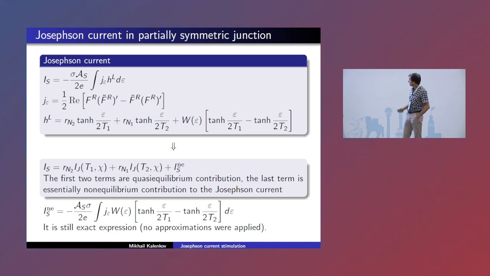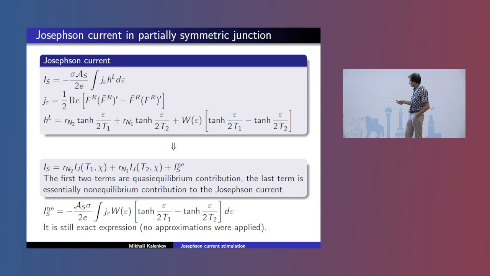We should substitute here the non-equilibrium distribution function. As a result, we get three terms. Integrating this term, we get just the equilibrium Josephson current evaluated at the temperature T1. Integrating this term, we get again the equilibrium Josephson current evaluated at the temperature T2. I call these two terms just the quasi-equilibrium contribution to the Josephson current. And the last term is just the integral over this term. It's the essentially non-equilibrium contribution.